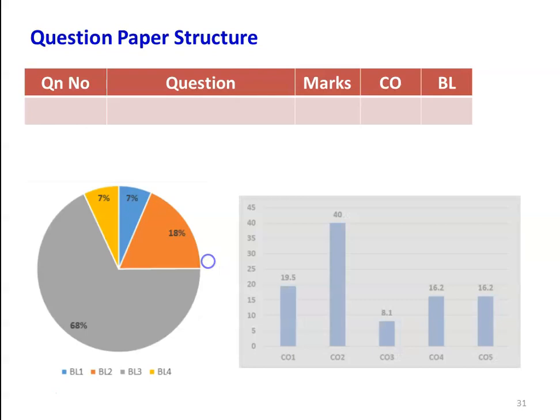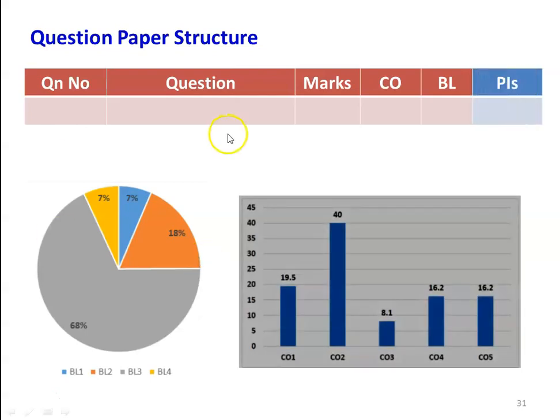And the question paper structure. So this is how we ought to prepare the question paper structure. So question paper number, question number, the question and the mark allotted, the CO, Bloom's level, and finally PI. This is a new inclusion. CO, CO1, CO2, CO3 you can mention. Bloom's level you can mention. And you have to write the performance indicator connecting the corresponding PO.